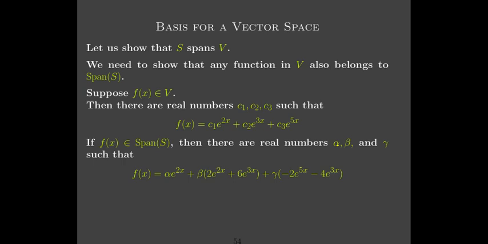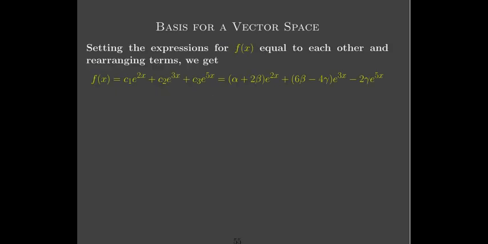So let me just go back here. What is multiplied by e to the 2x? I have an alpha times e to the x, I have 2 beta times e to the 2x. What's multiplied times e to the 3x? Well, I have 6 beta and minus 4 gamma, that's multiplied by e to the 3x. And then the only thing that's left over is the negative 2 gamma times e to the 5x. So that's how we've written that.